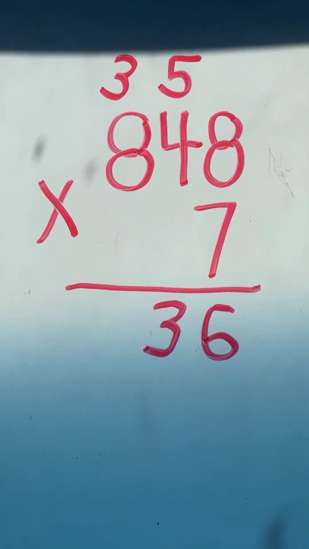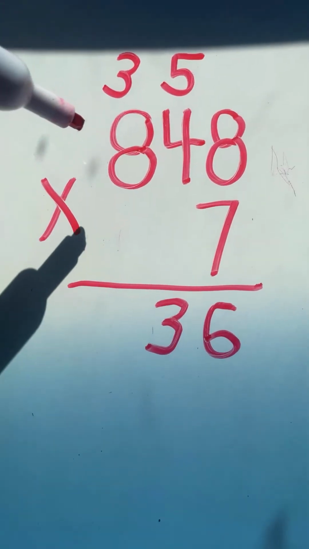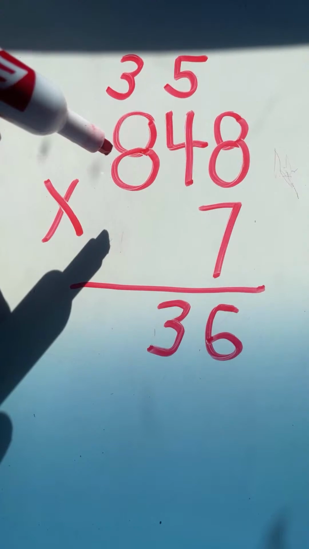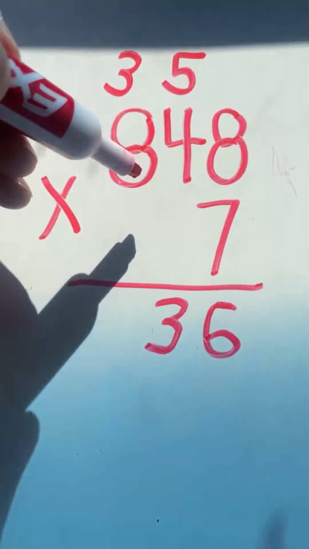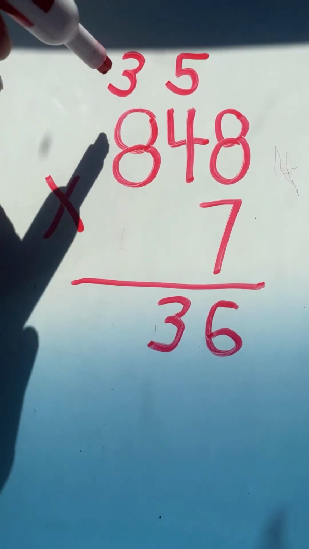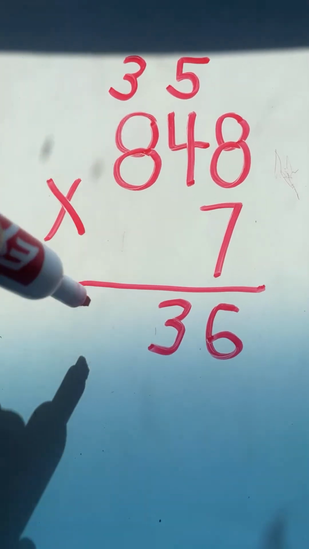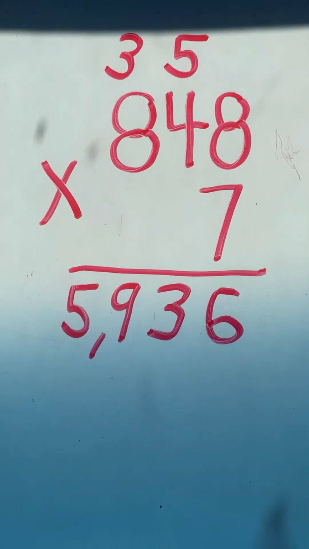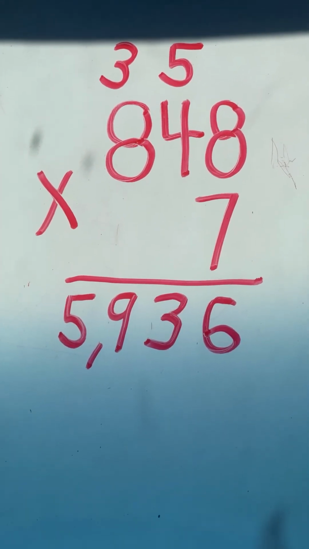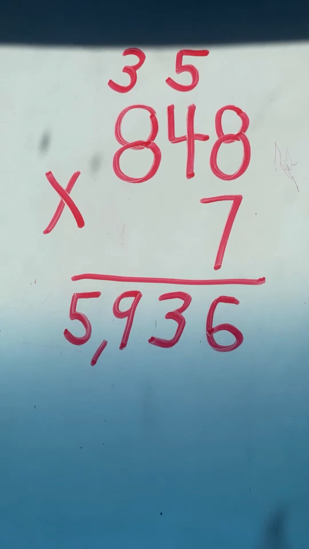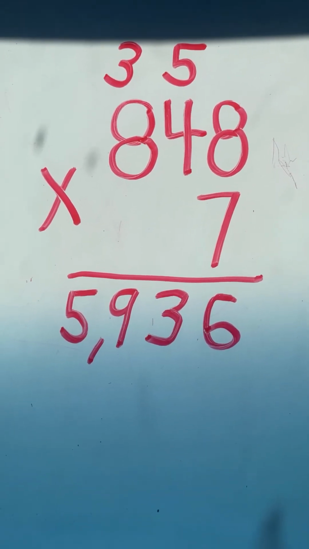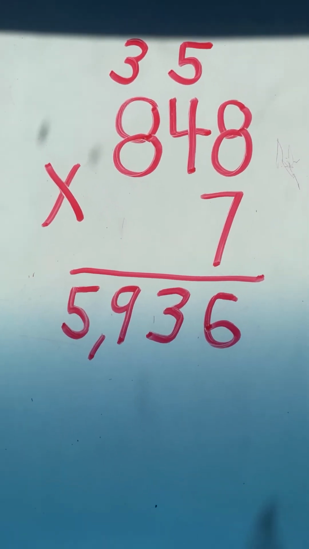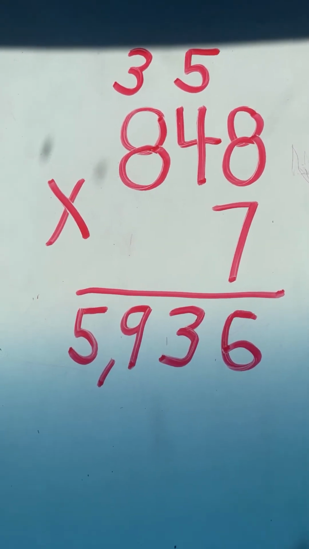Let's see if my man in the chat is right. Eight times 7 equals 56. Plus 3 equals 59. And the person in the chat that put the answer in the chat is correct. 848 times 7 equals 5,936. Moving on to the next example.